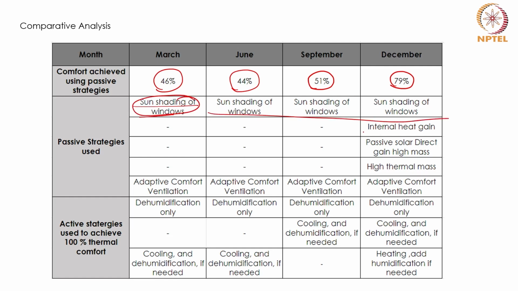Whereas in December, you need internal heat gain, you need passive solar direct gain with high mass and also high thermal mass. Besides, adaptive comfort ventilation is a requirement that can push the number of hours into comfort mode just by using adaptive comfort ventilation.